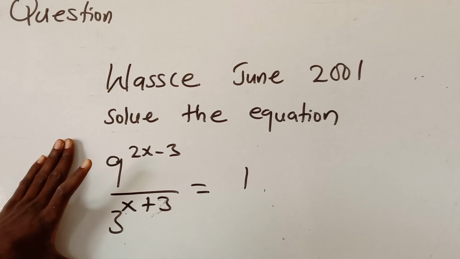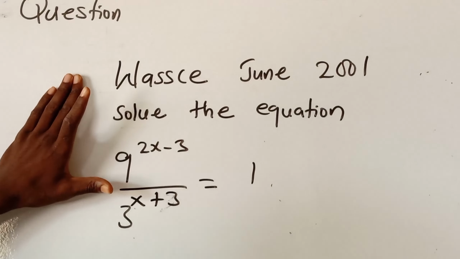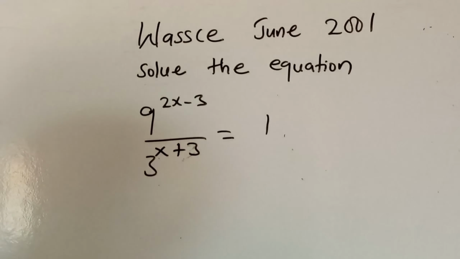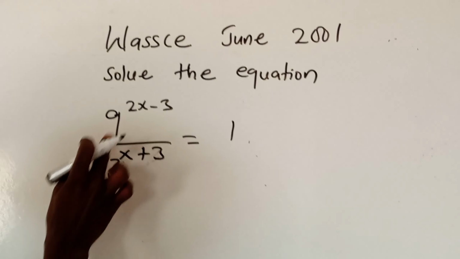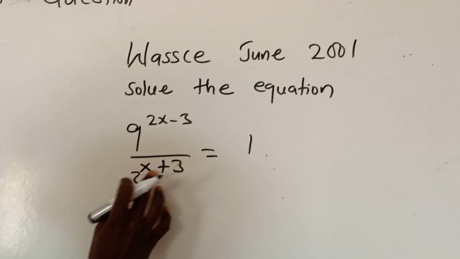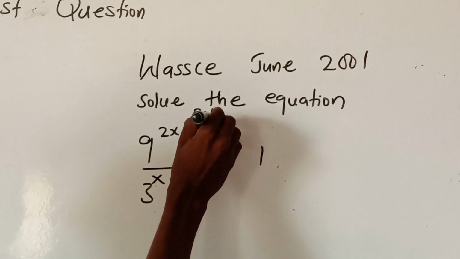This is another WASSCE question, June 2001. They said solve the equation. As you can see, this one is very simple and straightforward. 9 raised to the power 2x minus 3 divided by 3 raised to the power x plus 3 equals 1. So now let's see the solution.